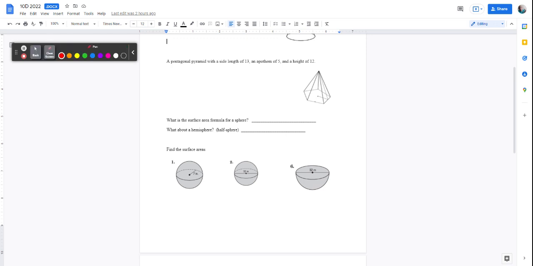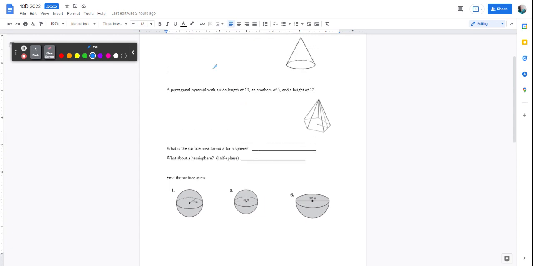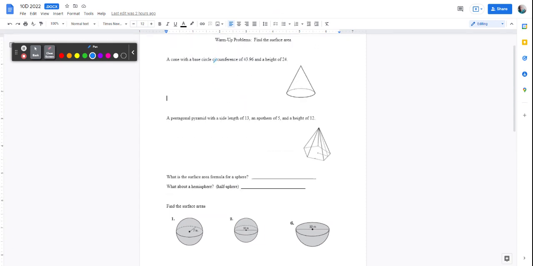Okay, good morning. Making this video to go over the 10D notes. The first two problems are just warm-up problems, so I'm not going to spend too much time on that.